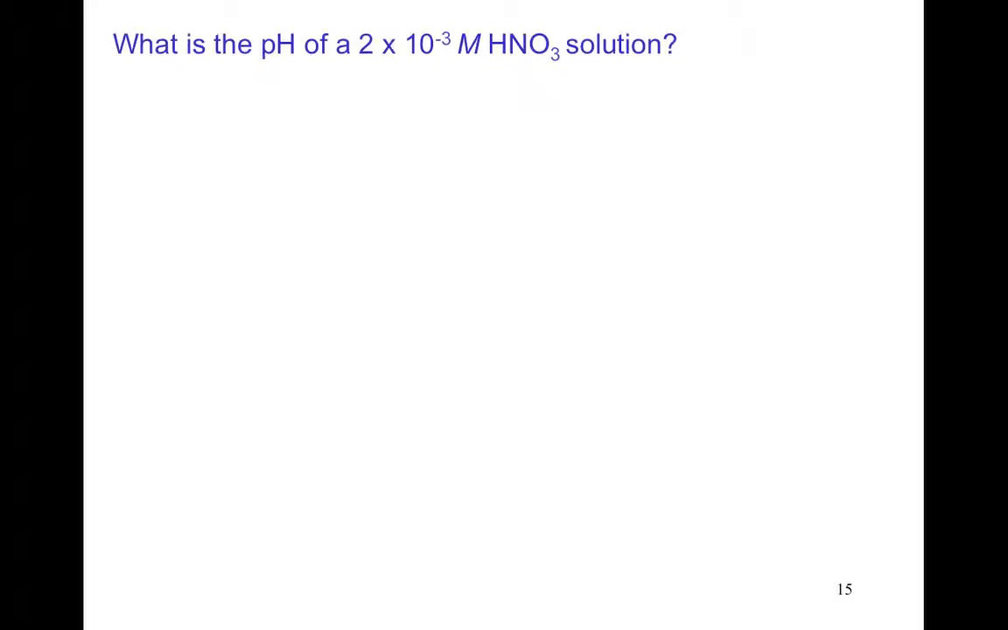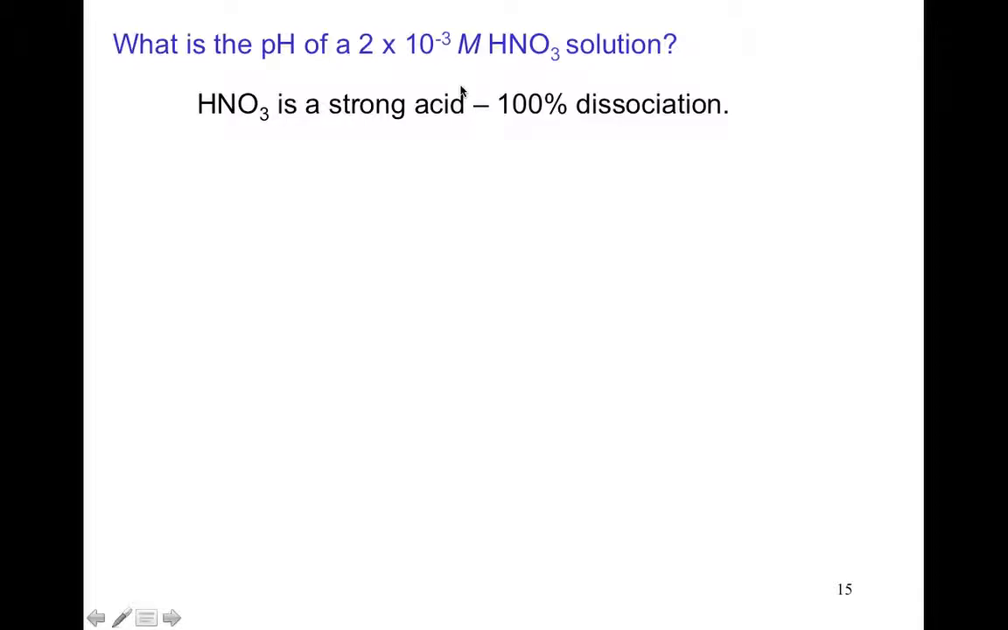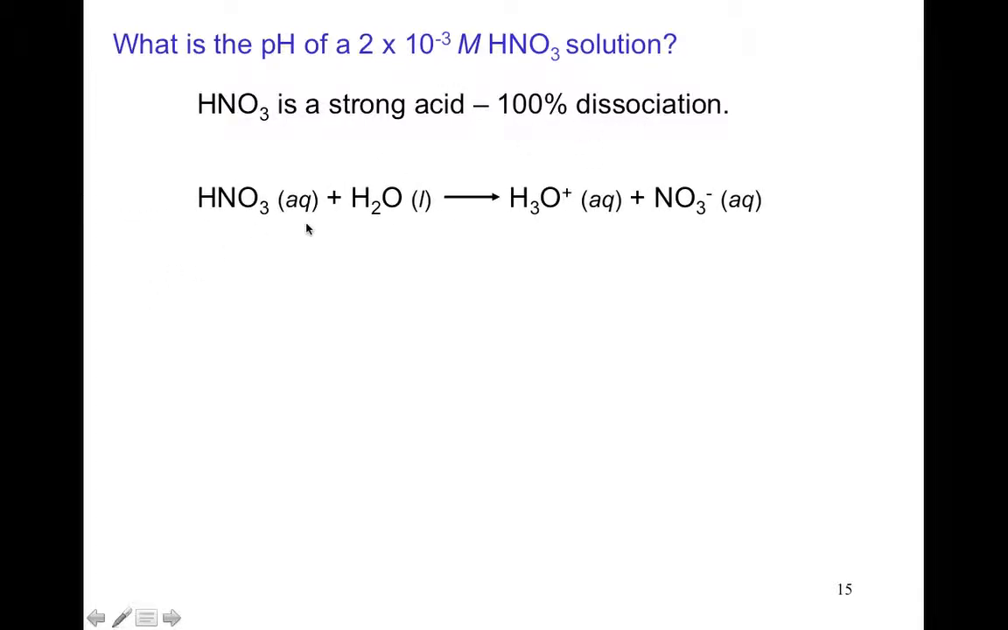So we look at whether they're strong acids or weak acids, and we can perform these calculations. What's the pH of a 2 times 10 to the negative third molar HNO3 solution? Nitric acid is a strong acid. It's 100% dissociated. So all we have to do is say our concentration of hydrogen ions is 2 times 10 to the negative third. pH is the negative log of that. Done deal. They draw it out as this long thing, which is fine. You can do that. Start and end.